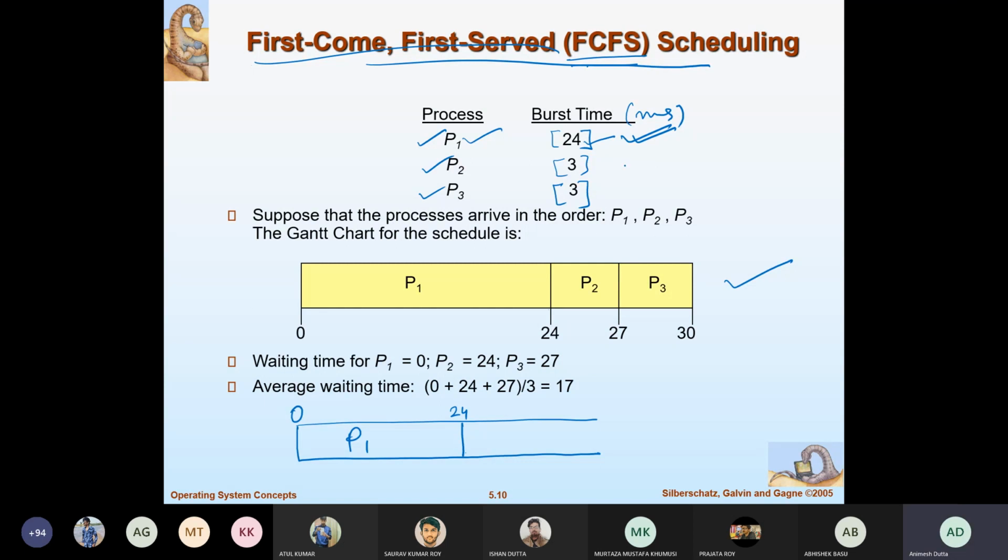So the next process is P2. Keep P2. How much time? Its requirement is 3. So keep it for 3 milliseconds. It comes at 24 after P1, so it will be here 25, 26, 27. So P2 gets completed. Then P3 will be there for 3 milliseconds, so 28, 29, 30. So this is my P1, then P2, then P3.